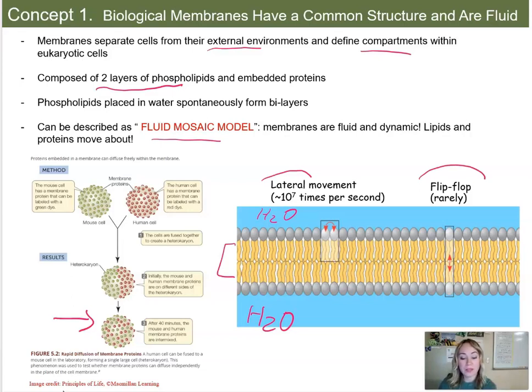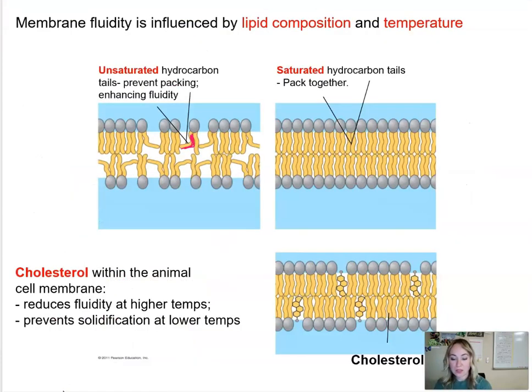So now if we embed proteins within the membrane, we're going to see that these proteins can also migrate throughout the plane of the membrane. This one here is an experiment that was done by fusing a mouse cell and a human cell. So proteins from each cell were labeled, and then when those two cells were fused, what we saw as the end result here is that these proteins were migrating throughout the plane of the membrane independently.